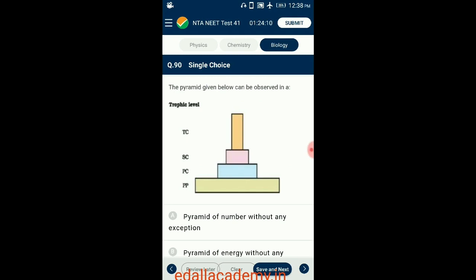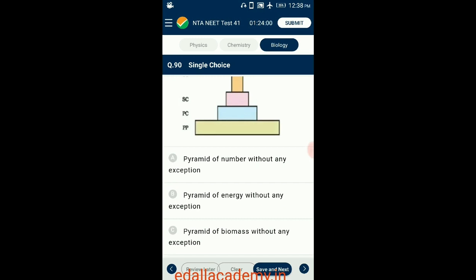Question number 90. The pyramid given below can be observed in a. The first one is the pyramid of number. It appears in an upright condition in a single tree ecosystem; a single tree may give place for many insects, a lesser number of smaller birds, and very few large birds. The second type of pyramid is the pyramid of biomass, usually upright. In the pyramid of biomass in the sea, the biomass of fishes is more than phytoplanktons.